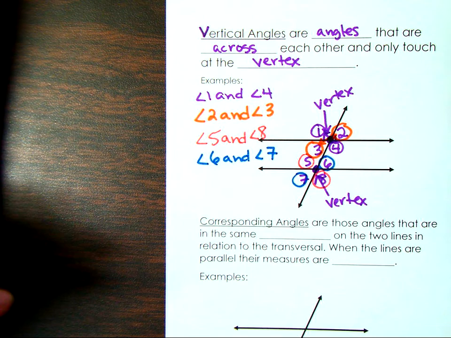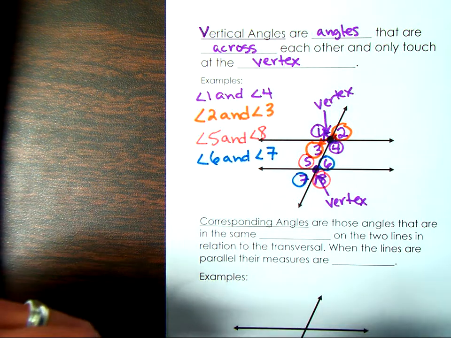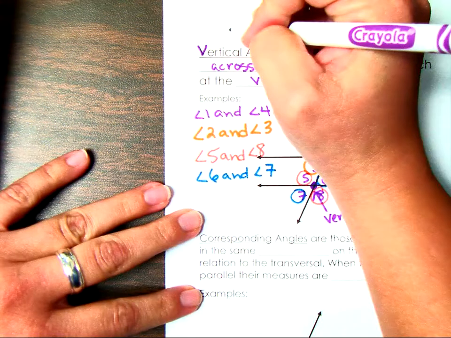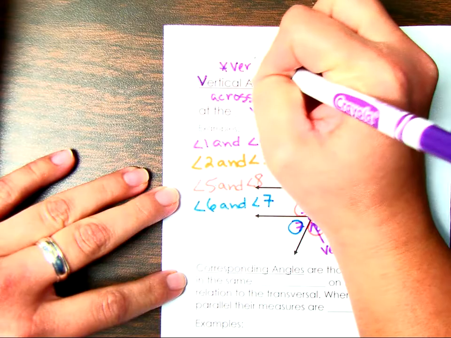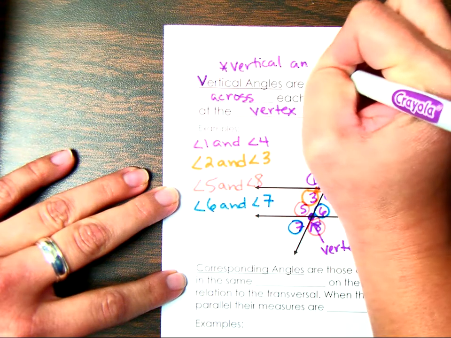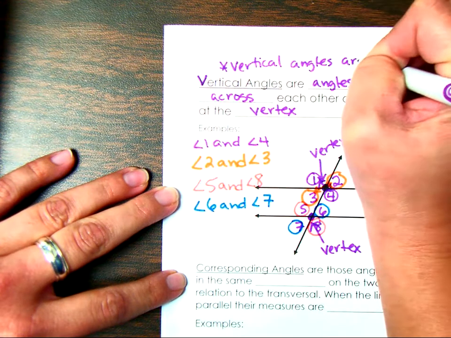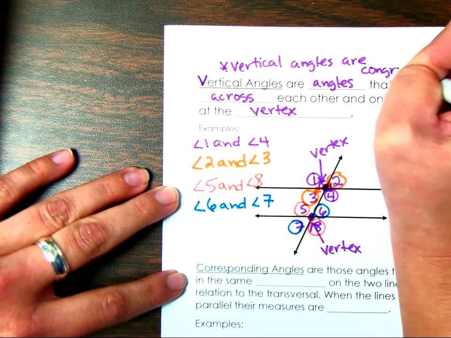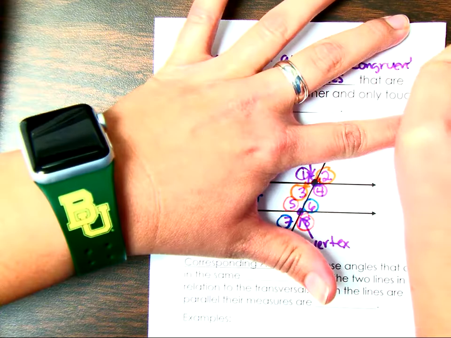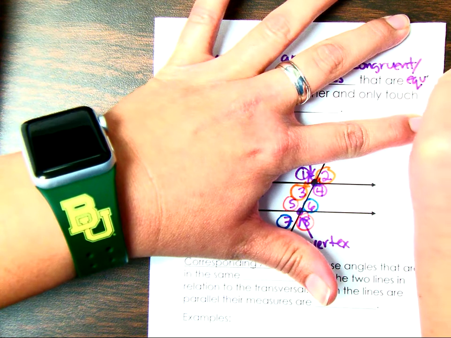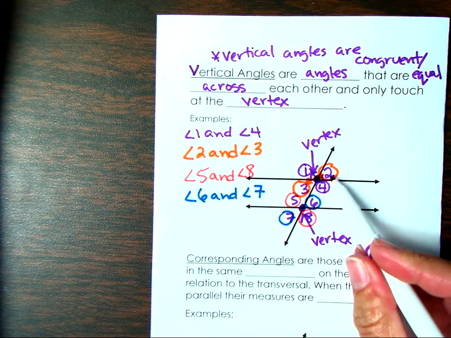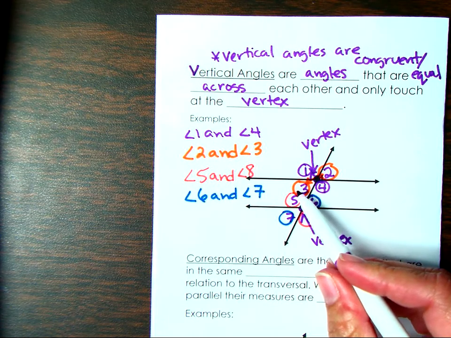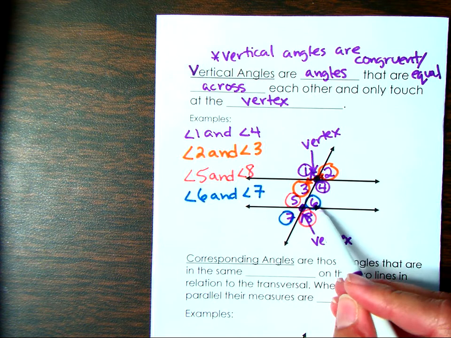But here's the good thing. With vertical angles, they are actually congruent. So I'm going to make that note. Congruent means equal to. Vertical angles are congruent, equal to one another. So let's just say on this picture, if you knew what angle 2 was, you're actually going to know what angle 3 is. If you know the measurement of angle 7, you're going to know the measurement of angle 6.